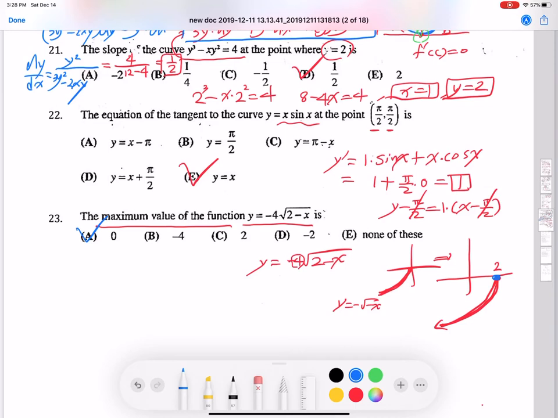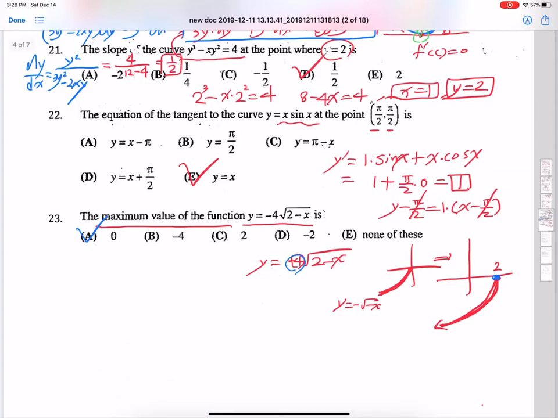Okay? If x is 2, y value is 0. But for all the other x less than or equal to 2, the domain of this function, negative 4 times a radical of any number is a negative number, right? There's no positive number. It's kind of common sense, okay? You can use algebra knowledge for this problem. Number 23, answer is A.